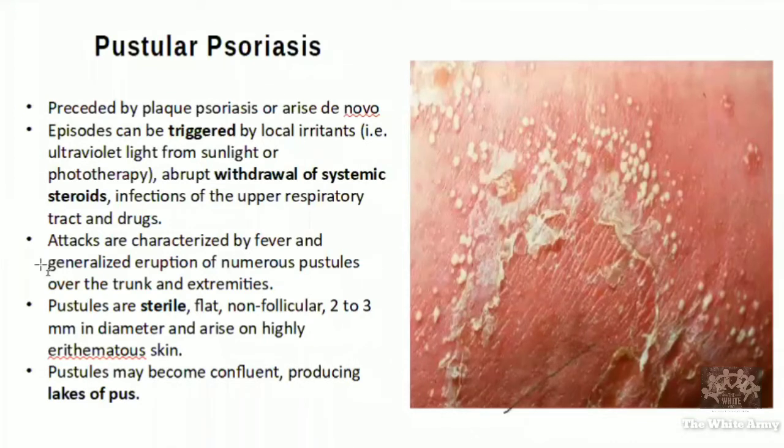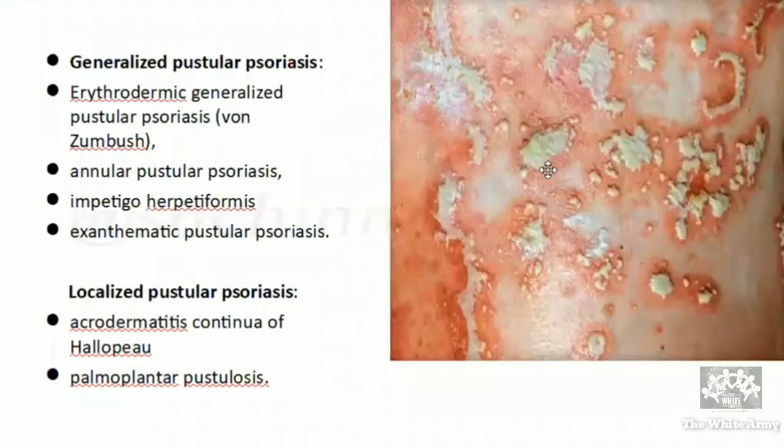And these pustules, whatever we are seeing, those are always sterile. Okay, they are sterile. Doesn't mean that it is infected just because it's a pustule. It's sterile, flat, and non-follicular. It means it's not around the hair follicle. Usually pustules around the hair follicle go in favor of folliculitis. Usually these are non-follicular pustules, and these pustules may become confluent and produce lakes of pus, a large area of pus. You can see here lakes of pus.